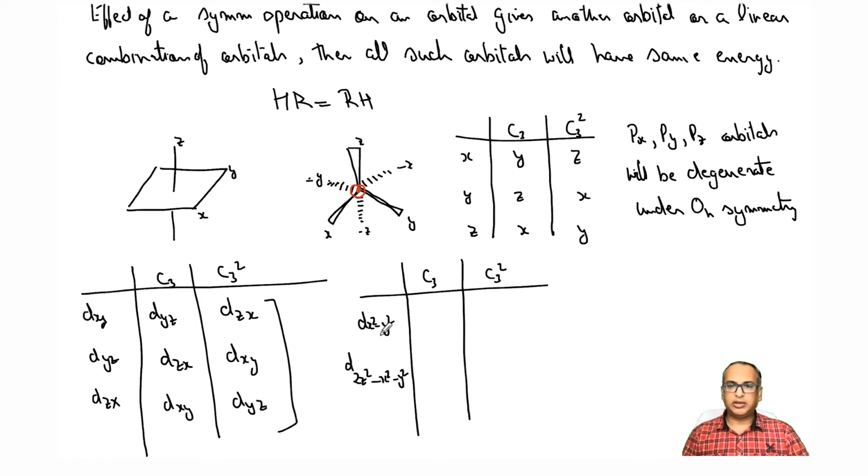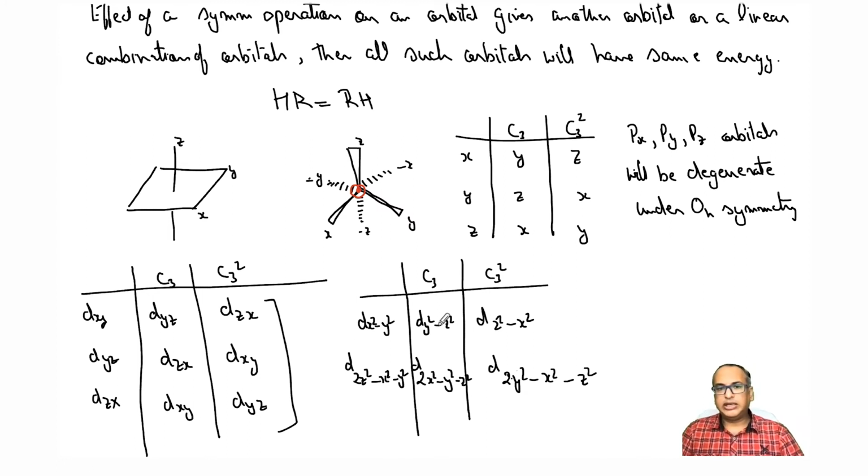Now let us look at this one. If you do C3 on x square minus y square, you will get y square minus z square, and then z square minus x square. Similarly, if you do C3 on this, you will get 2x square minus y square minus z square, right? And here we will get z goes to y, so 2y square minus, y goes to x, square minus z square. So I hope this is clear.